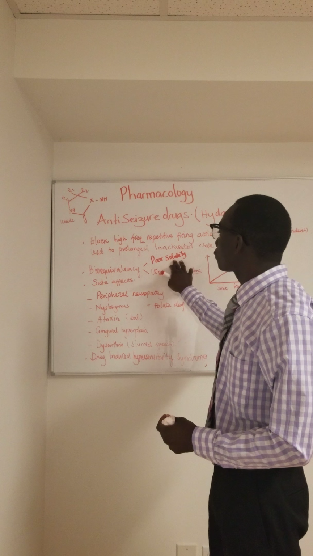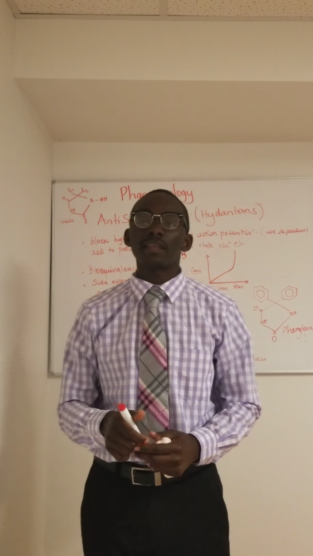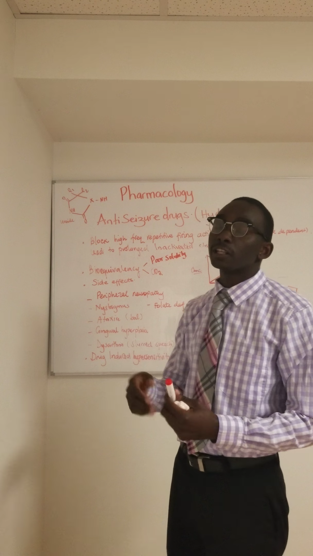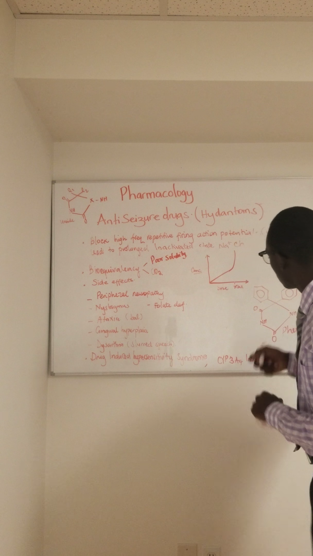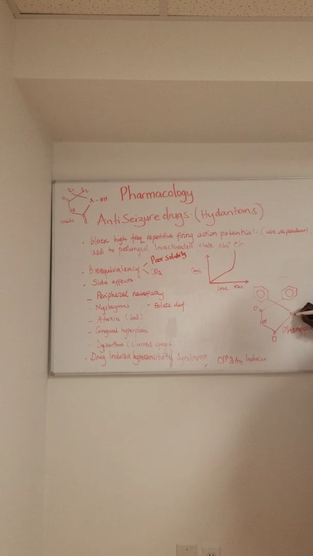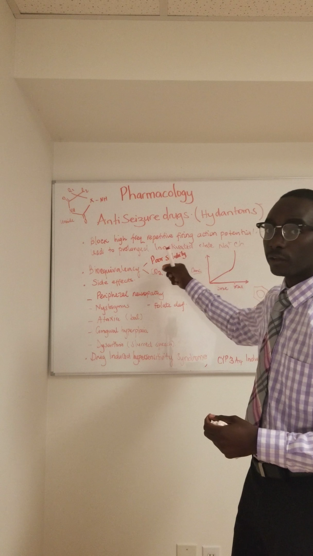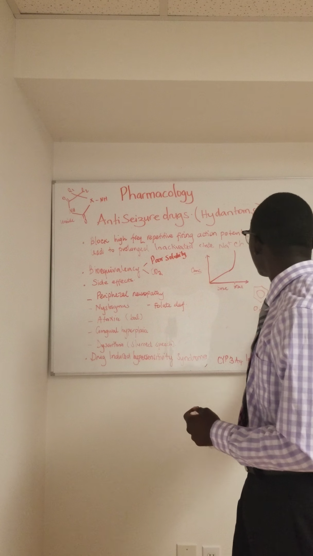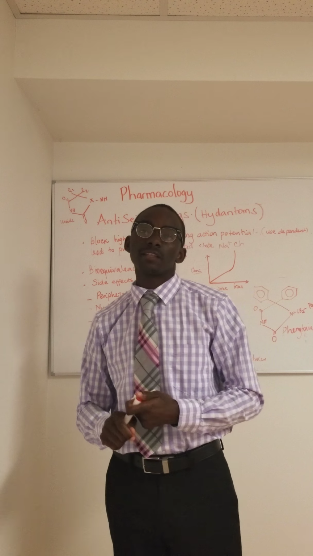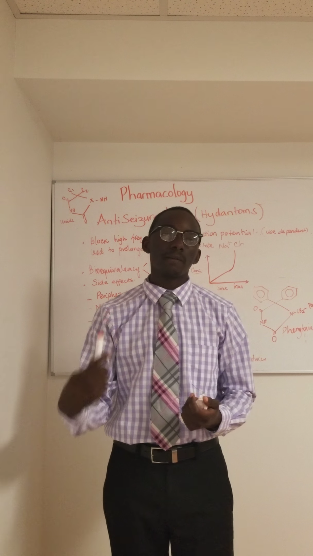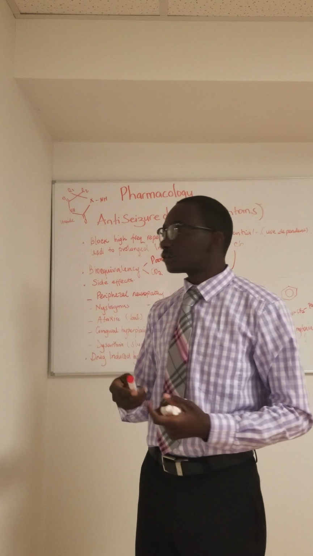This poor solubility problem was solved by introduction of another new drug called fosphenytoin, which is basically the phosphorylated phenytoin, whereby they replace this hydrogen with a phosphate group. This phosphate group improved the solubility of phenytoin. So we can give fosphenytoin in status epilepticus, we can give it in partial seizures and complex partial seizures.